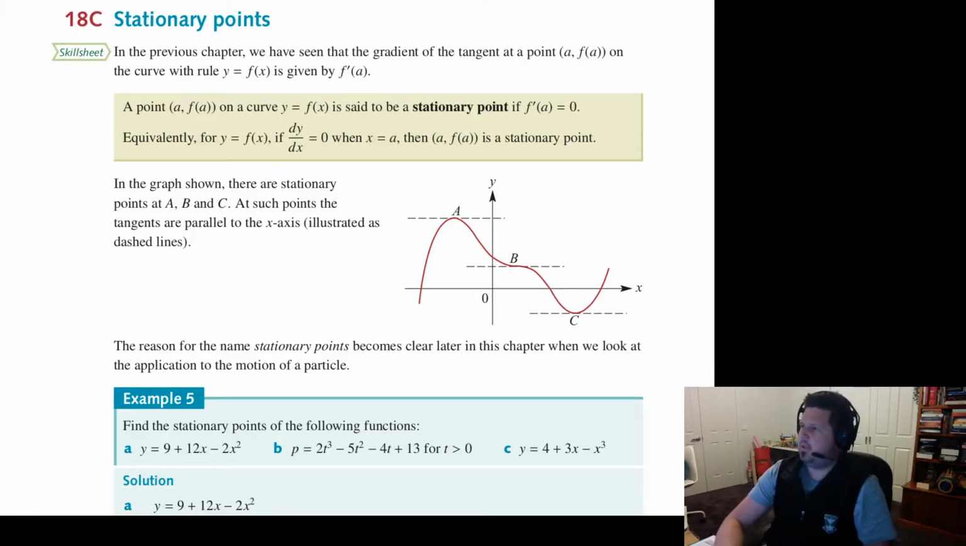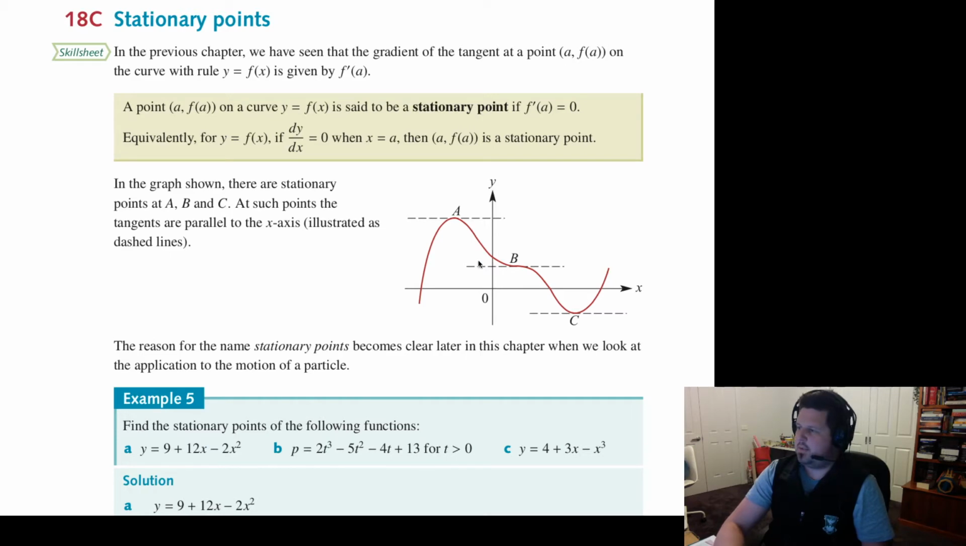Today we're looking at stationary points. Essentially, what you need to know about a stationary point is that it exists on a graph where the gradient is equal to 0. In this exercise, on applications of differentiation and anti-differentiation, we know that at these points the derivative, which is the gradient function, is equal to 0. That's where the stationary points occur.